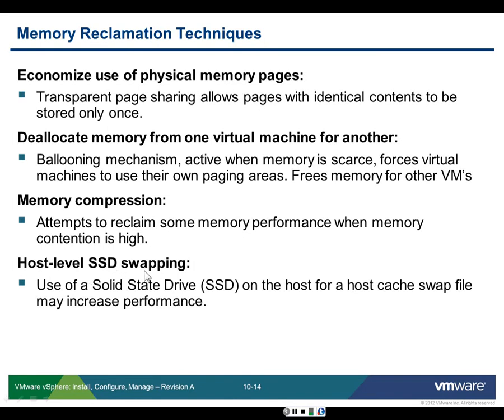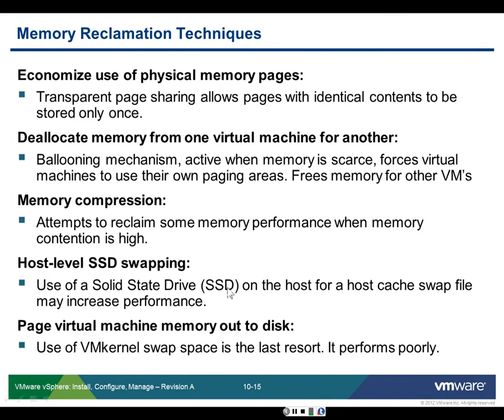SSD, solid state drive swapping. Well, we already discussed what swapping is. When you run out of RAM, the data can spill over to the hard disk, and that's called swapping. Well, SSD, solid state drive, is essentially swapping to a USB drive. And the advantage of that is a USB drive, a solid state drive, has no moving parts and is faster than a hard disk.